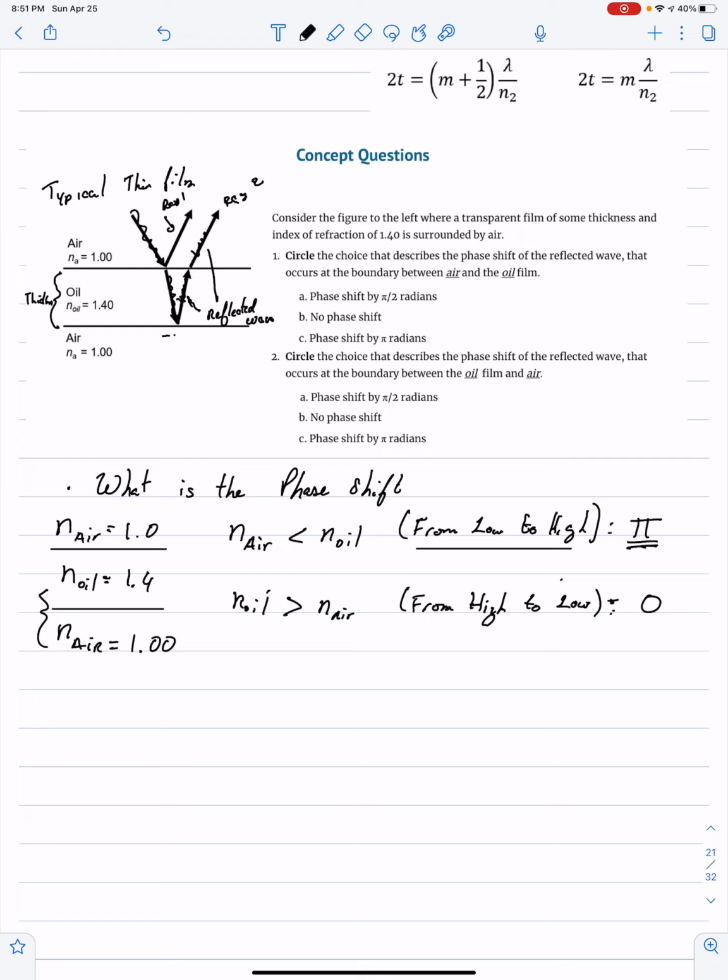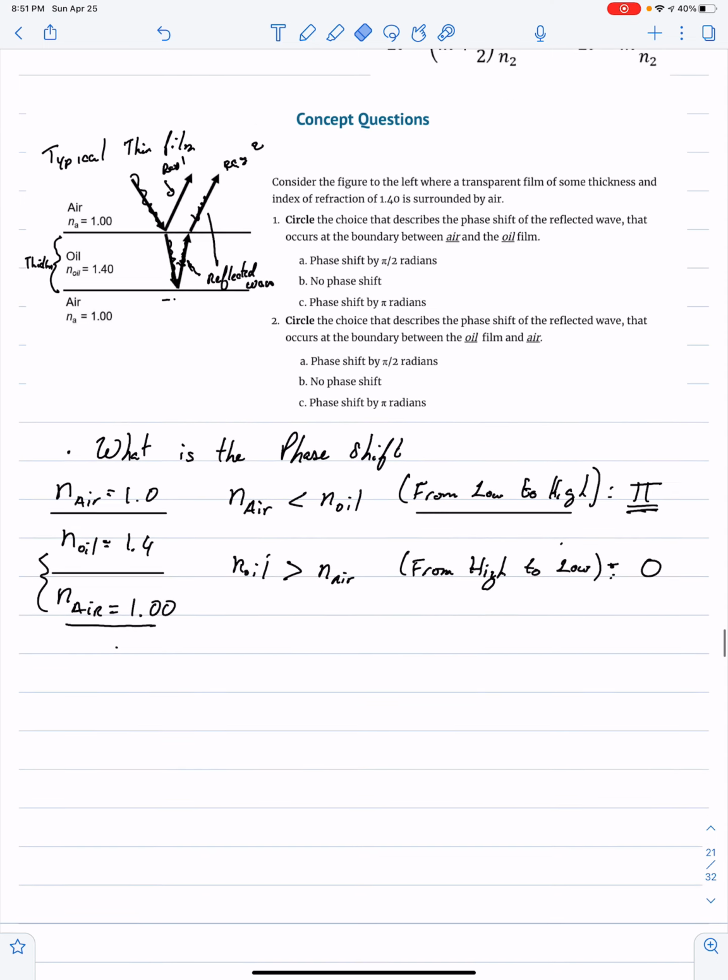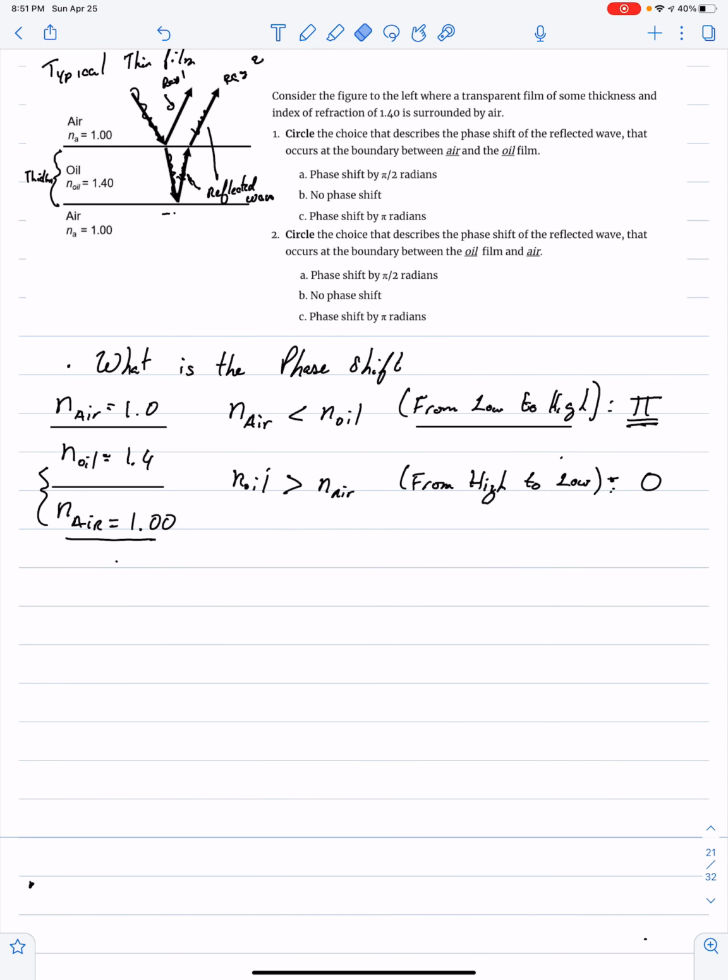If this were not actually air but something bigger, then it would be from low to high, and you would have pi here and pi here. But you don't. So this is where it comes out: well, what do I have?